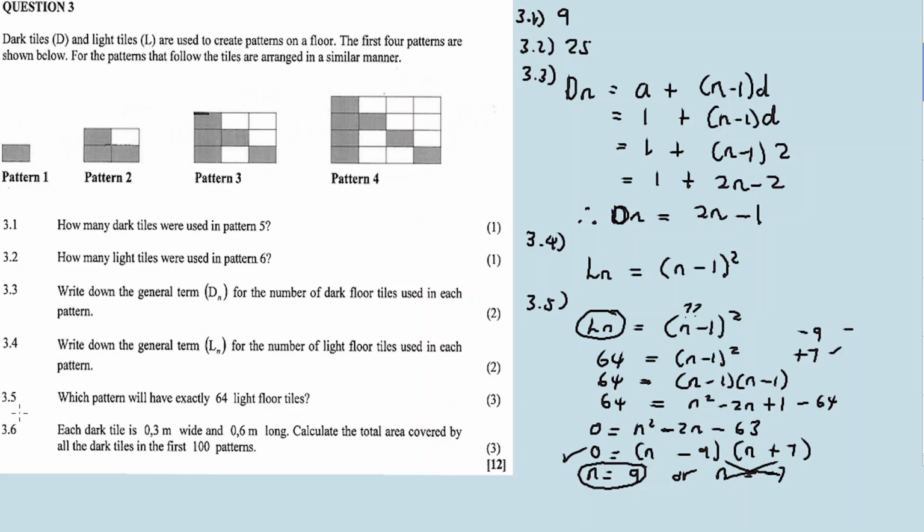For the last question, 3.6, each tile is 0.3 meters wide.